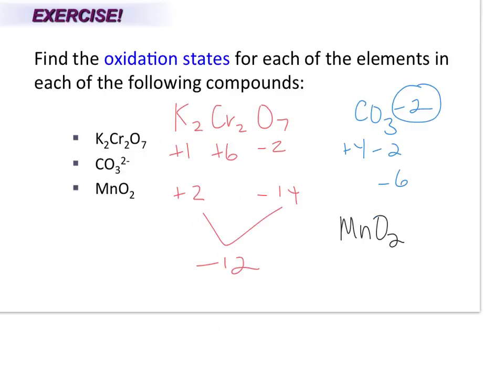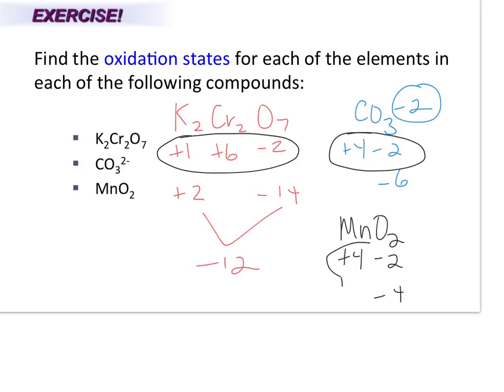Pause the video here to try to find the oxidation states for the manganese and the oxygen. Okay, so the oxygen is always a -2, and there are 2 of them, so that's a -4. So that means the manganese must be a +4. So here are the oxidation states for all of the elements in our compounds or polyatomic ions.